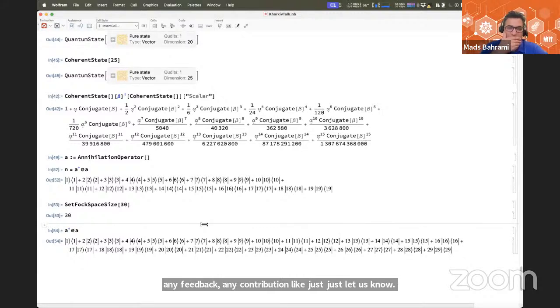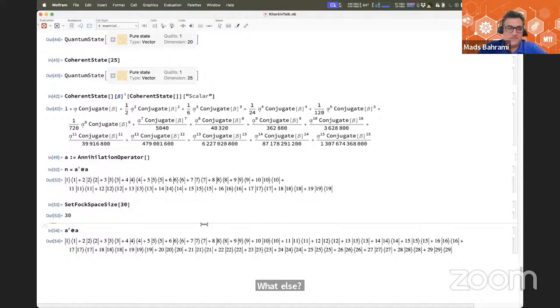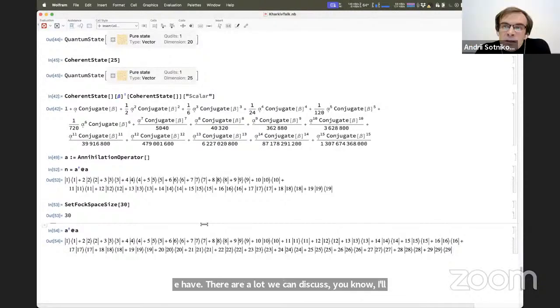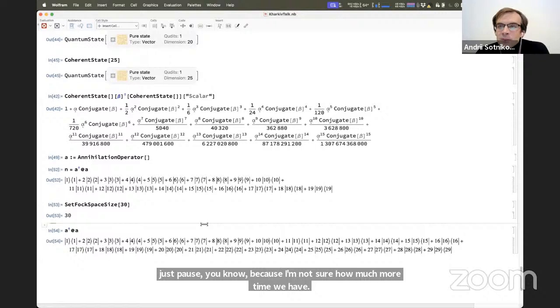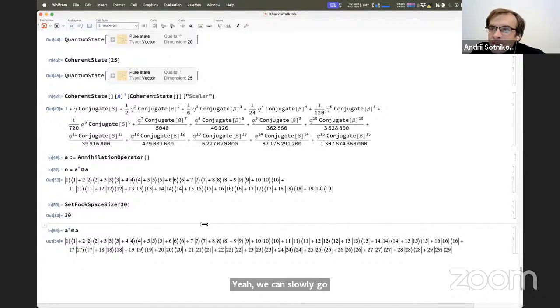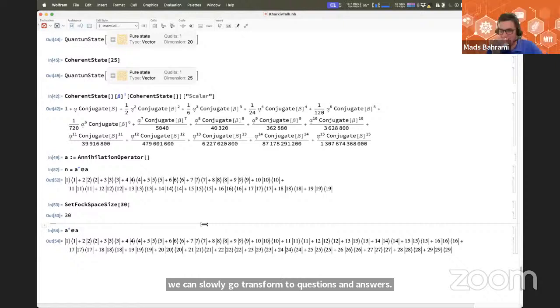What else? Or we can discuss measurement in more detail. I don't know how much more time we have. There is a lot we can discuss. I'll just pause, because I'm not sure how much time we have. Yeah, we can slowly transition to questions and answers, since we already had some questions. Okay, so let's do Q&A.